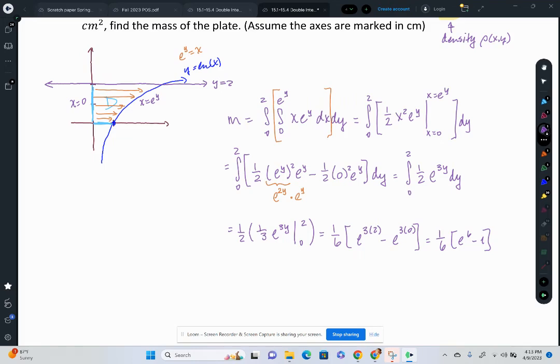Okay, so calculating mass is not too big of a deal. We just have to come up with a region. We need to know that density is what we're integrating, and then we go ahead and do it, just as we've been doing through the past 3 sections.